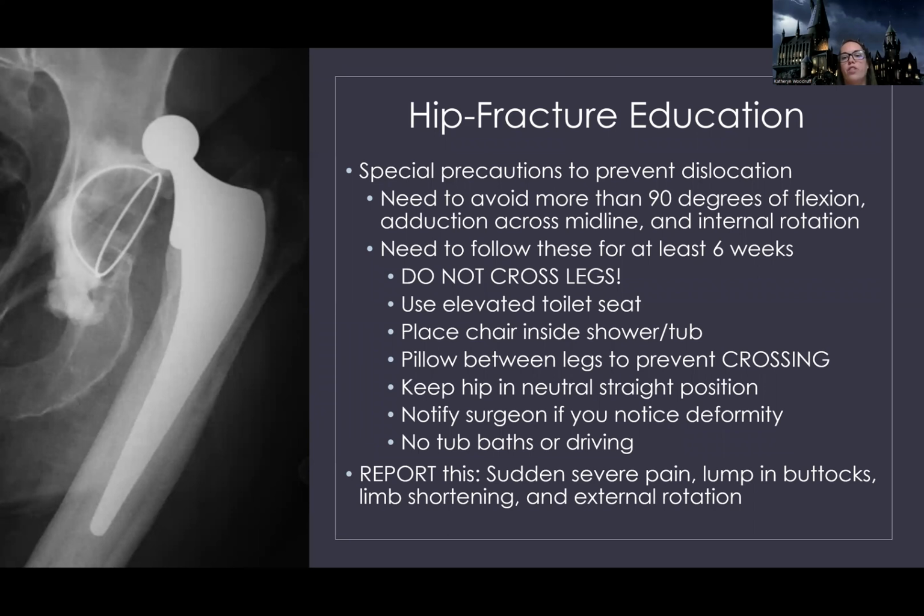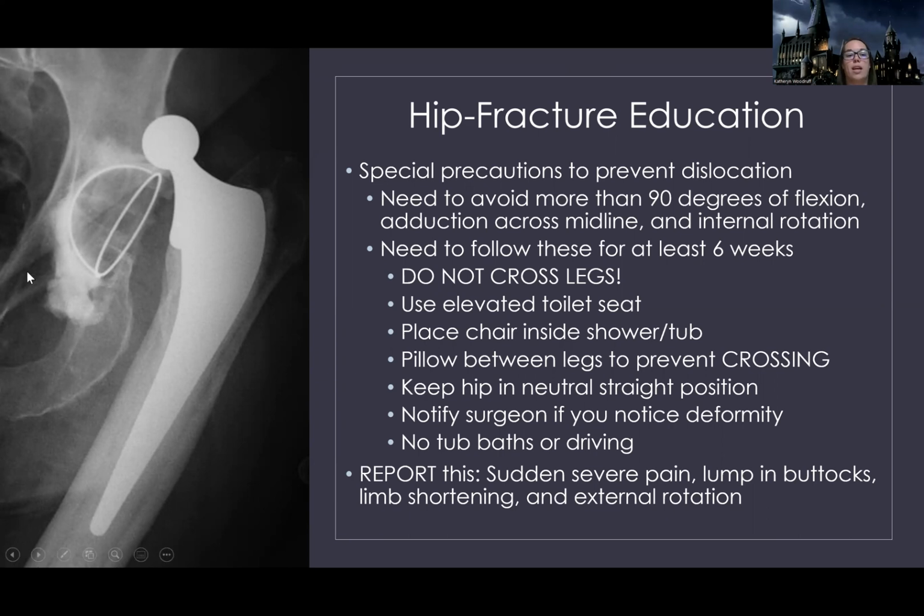They usually need to follow this for about 6 weeks. No crossing their legs, so it's not forever. No crossing their legs, and they need an elevated toilet seat. They need to place a chair inside the shower or tub. They put a pillow or wedge between their legs to prevent the crossing. You want to keep their hip in a neutral, straight position. Notify the surgeon if they notice any deformity, and no tub baths or driving.